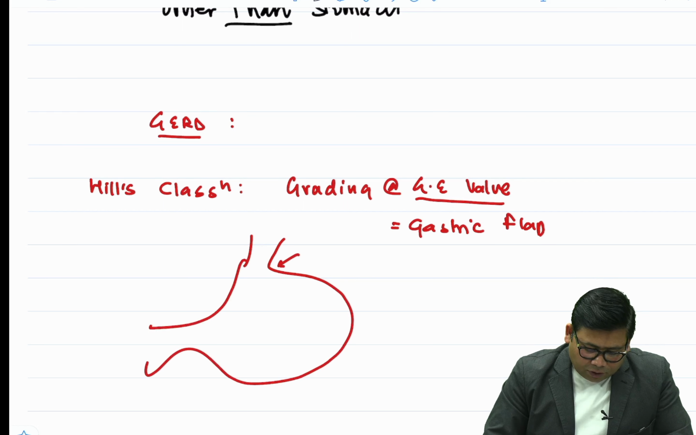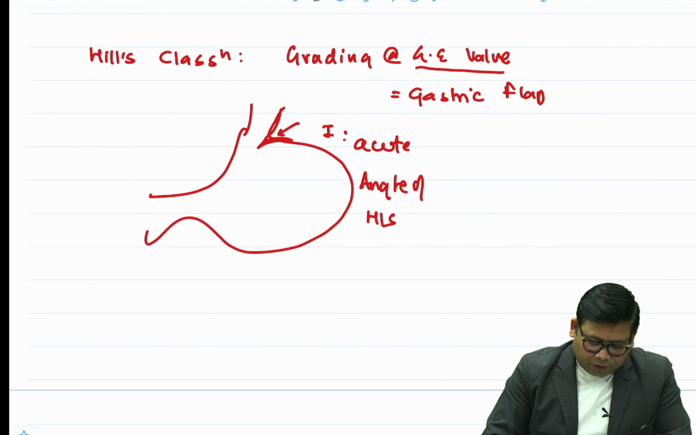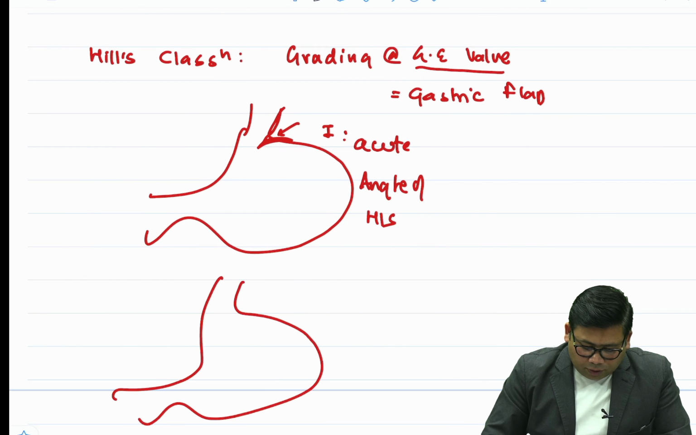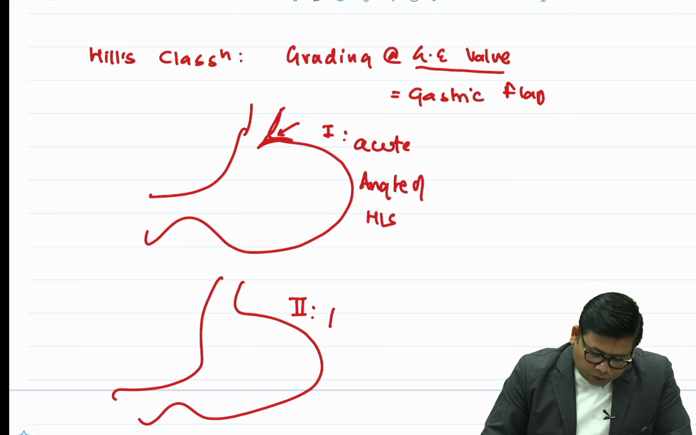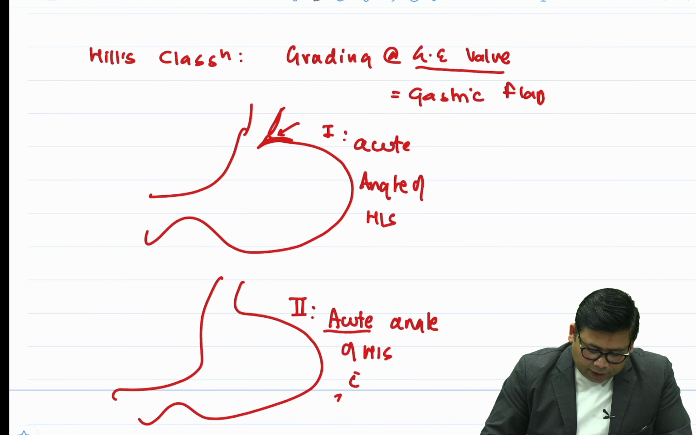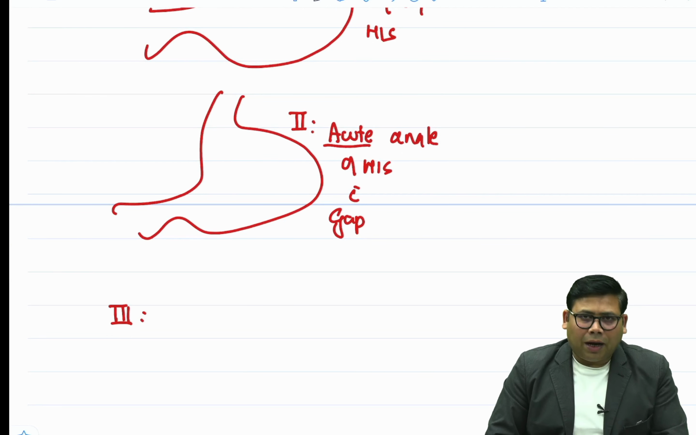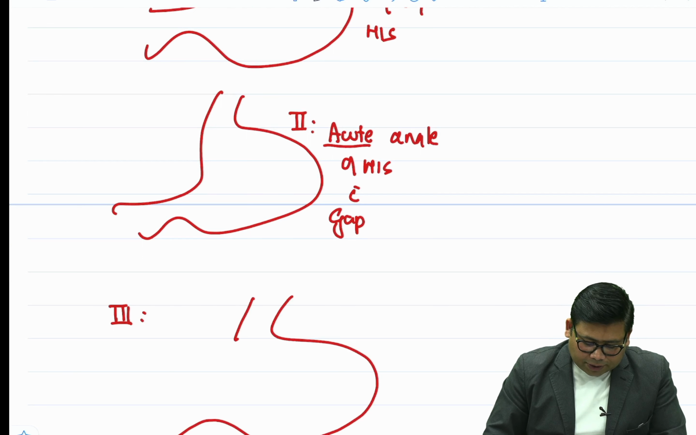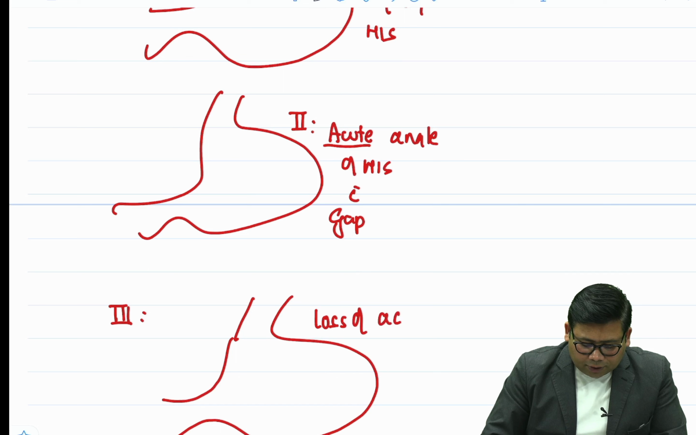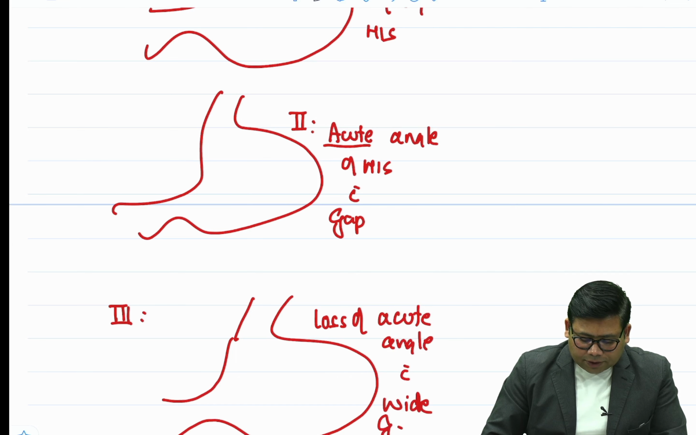Gastric flap, those who don't know, it is simply like this. So when we talk about this angle of His, normally this is type 1. So acute angle of His, this is what is known as grade 1. Then what is grade 2, students? Grade 2 is type 2. It is acute angle of His with a gap. Type 3, it is non-acute angle. So you can say it's a type where there is loss of acute angle with wide gap. This is what is type 3.